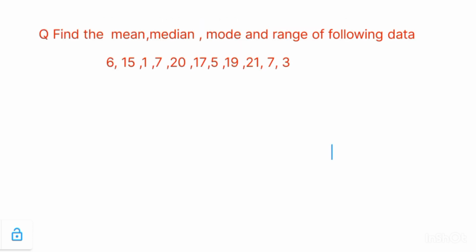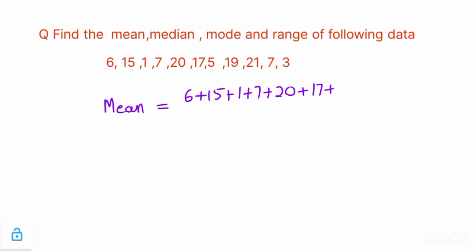Now let us solve a question. In this question, we have to find the mean, median, mode and range of the given data set. So let's find the mean first. The mean of the given data set is equal to the sum of numbers divided by the number of numbers. So the sum of numbers will be 6 plus 15 plus 1 plus 7 plus 20 plus 17 plus 5 plus 19 plus 21 plus 7 plus 3, divided by the number of numbers.